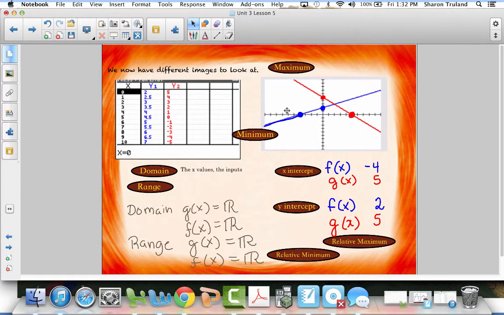The blue line goes off, gets smaller and smaller and smaller. And the red line, and the blue line's maximum gets higher and higher and higher. So we have no absolute maximum or absolute minimum in this particular example. Neither do we have relative maximums or minimums because we have no area that curves.